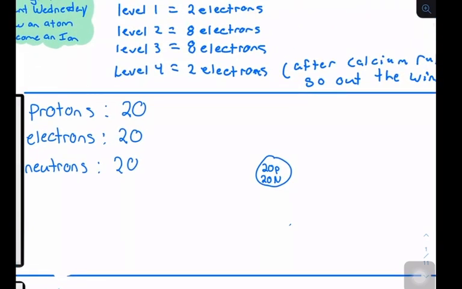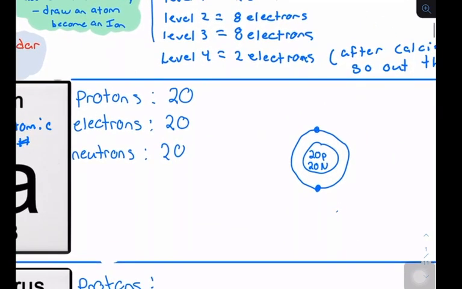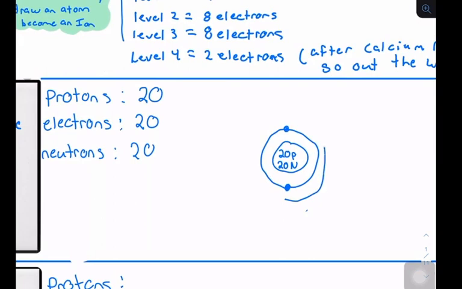So the rules for drawing your electrons, we really need to focus on the first 3 levels. The first level has 2. And your second and third level have 8. I've written that your fourth level contains 2, and that's mainly because the Bohr diagram model isn't really useful after the 20th element, which happens to be calcium here. So our first level is 2 electrons.